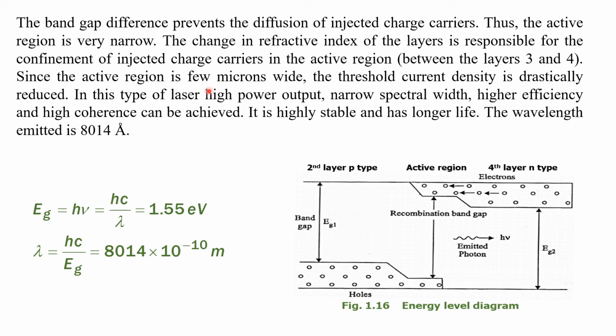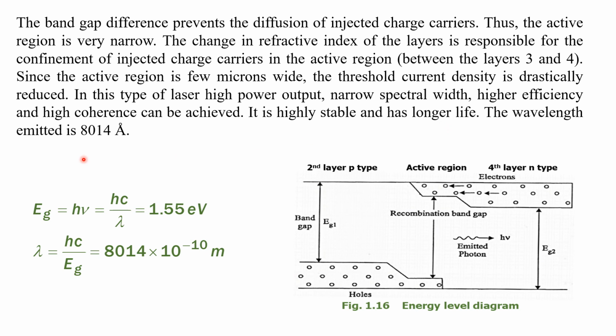Since the active region is only a few microns wide, the threshold current density is drastically reduced. Whereas in the case of homojunction, more threshold current density is required. In this type of laser, high power output, narrow spectral width, high efficiency and a highly coherent beam can be achieved, and it is highly stable and has a longer life.